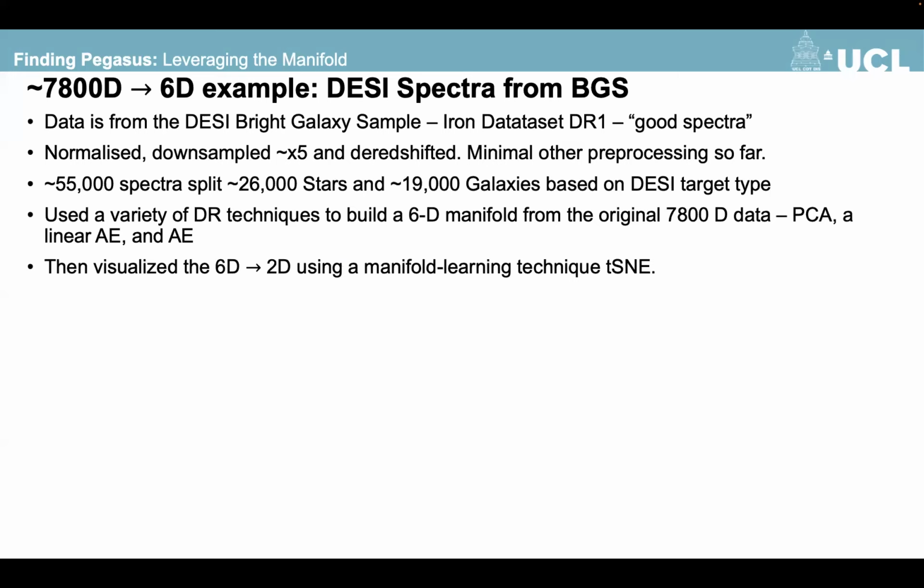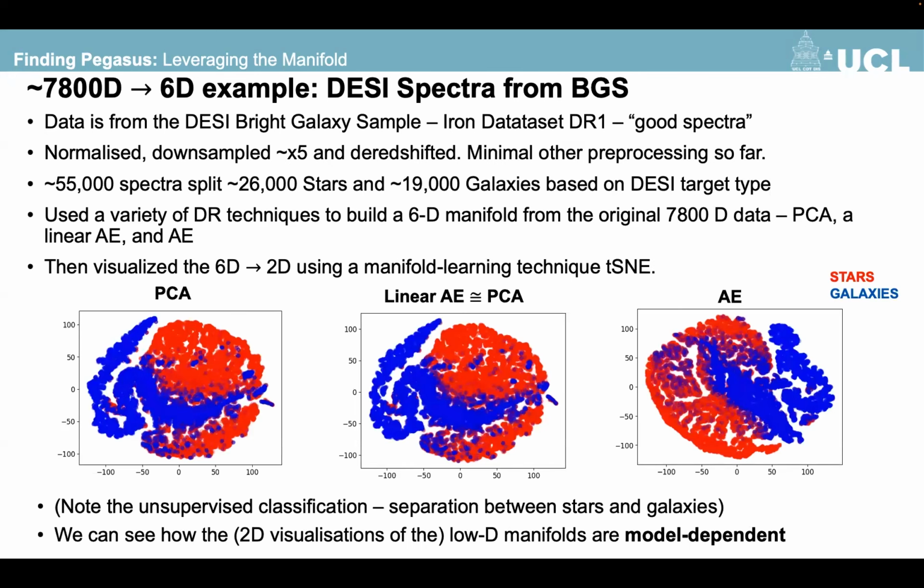I then used a variety of dimensionality reduction techniques to form a 6D manifold. So why 6D? I think Peter was using the same as well, but Portillo mentioned 6 dimensions as a pretty sweet spot for spectra. I used PCA, and I used a linear autoencoder, which was more of a control because that ought to approximate PCA, and then an autoencoder. And then I've visualized those 6 dimensions down to 2 dimensions, as a bunch of other presenters have done, using t-SNE. Okay, and so this is what I got, these lovely brain-type images.